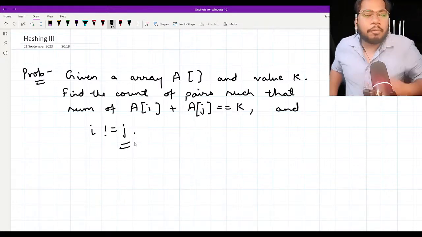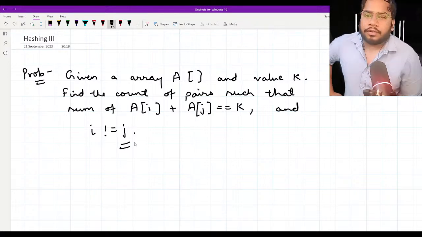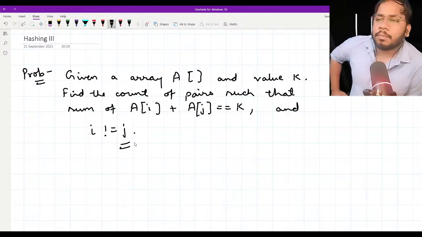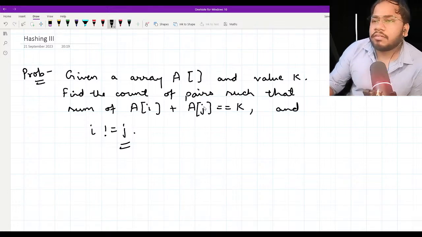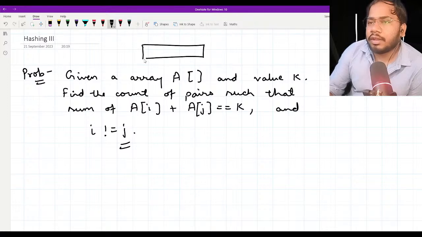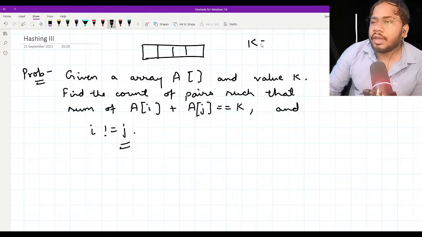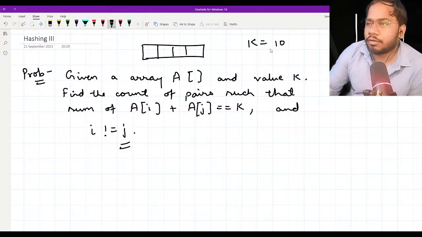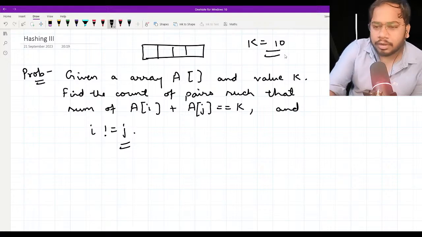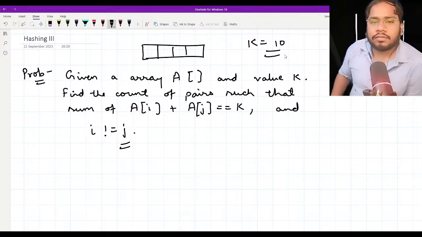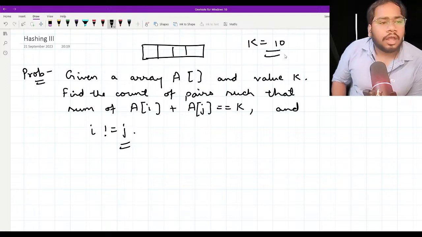We have already solved some problems on that, right? This is something where there is one array given, and in that we have some elements, and we have some value called k equal to 10 or something, suppose. We have done one problem in the last class, and we will do this today.